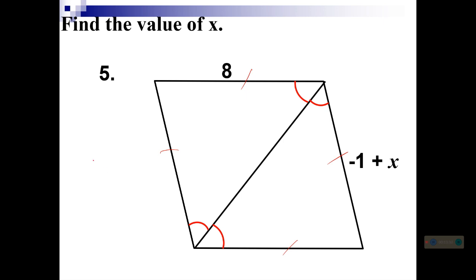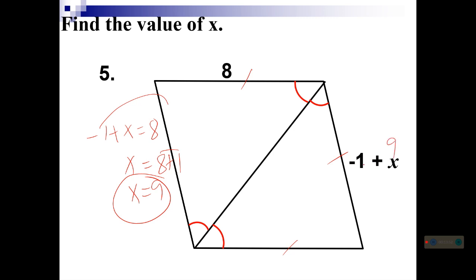So, we will have here negative 1 plus x is equal to 8. And then, we have here x equals 8 by using the addition property of equality. So, you will have here positive 1. So, x is equal to 9. Okay? And if you are going to substitute, 9 minus 1 is equal to 8. So, they are congruent.